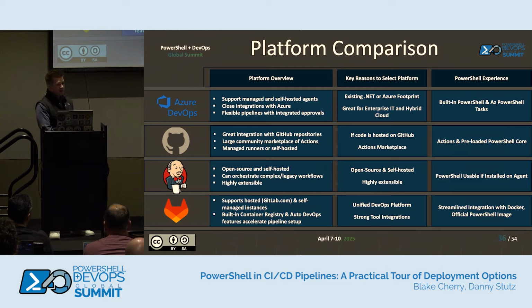When deploying pipelines through GitLab, typically you would use container images. And with the official PowerShell image, it's simple to pull a PowerShell supported Docker image off the shelf and run your scripts there. So it doesn't look too different than Azure DevOps and GitHub Actions.